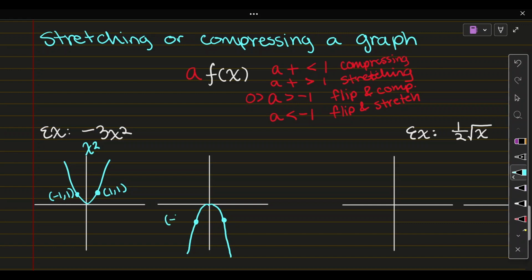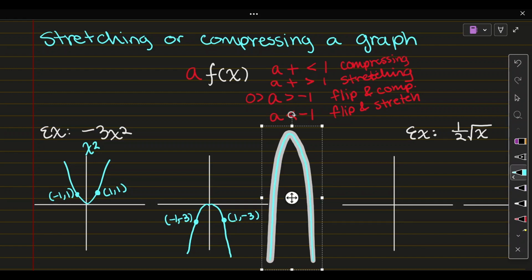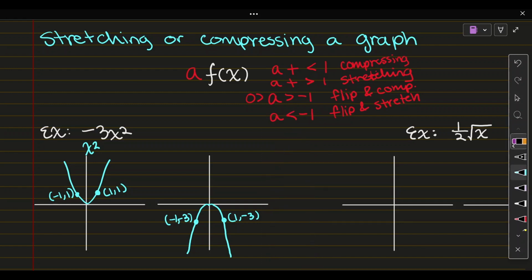So it'll have the points -1, -3 and 1, -3, rather than 1, 1, because I'm stretching by 3 in the vertical direction. So you can think of what's happening here. What I'm doing to this curve is flipping it. I flip it, and then I stretch it 3 times, like that. So that's what's happening to this curve.